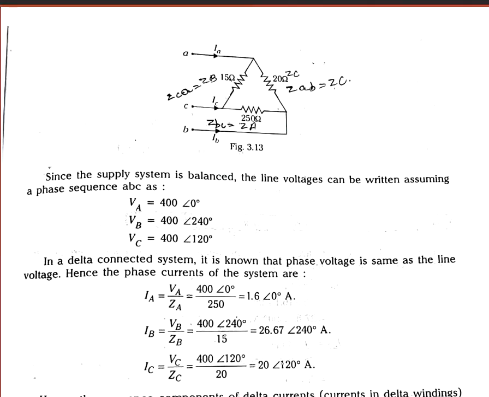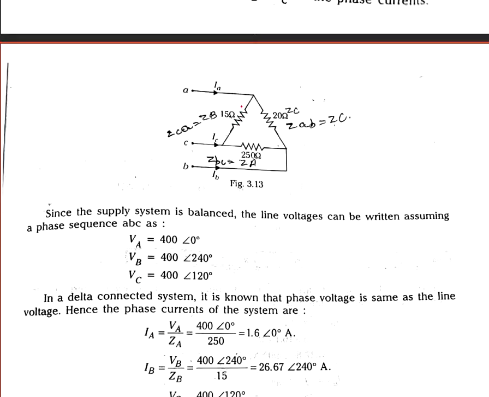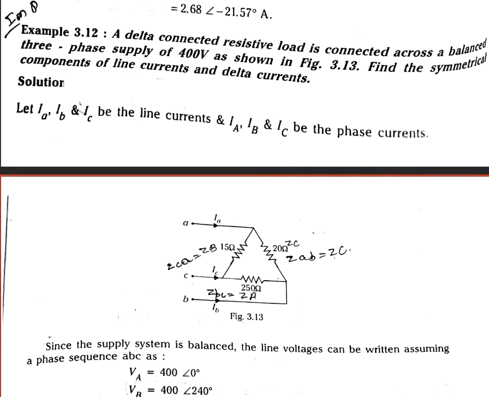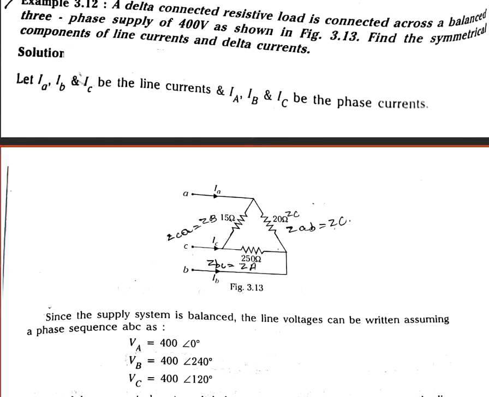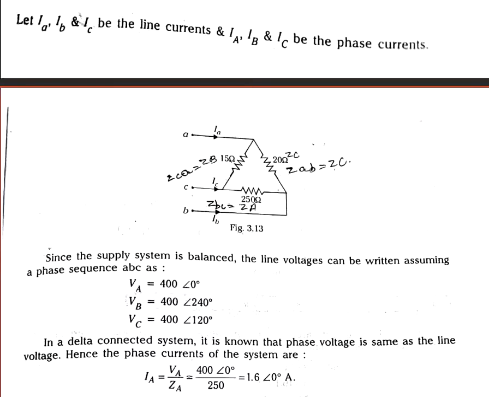Now, see, this is the figure. They have given 150 ohms for one phase, IAB has been given 200 ohms, and IAC has been given 250 ohms. Here a 400 volt resistive load is connected across a balanced 3-phase supply of 400 volts. That means here my 400 volt supply has been connected.